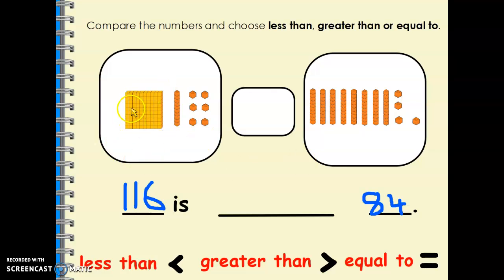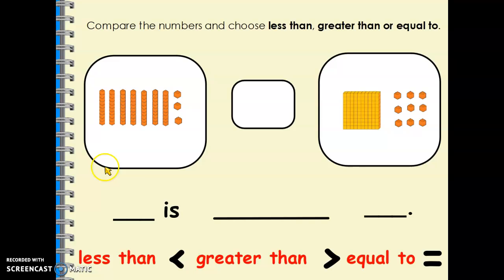So here, obviously, it is greater. So we read 116 is greater than 84. So the symbol goes here to make this number sentence true. 116 is greater than 84. Now let's look at this problem together.